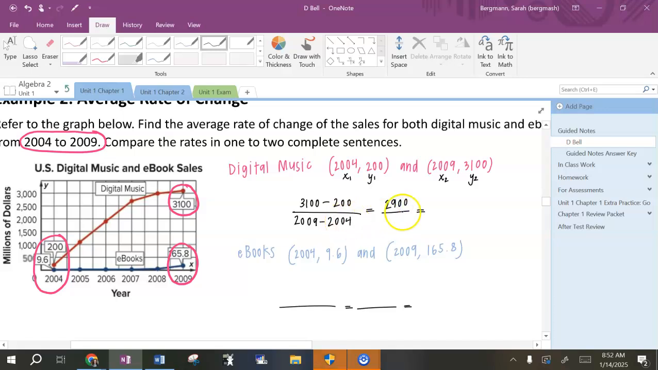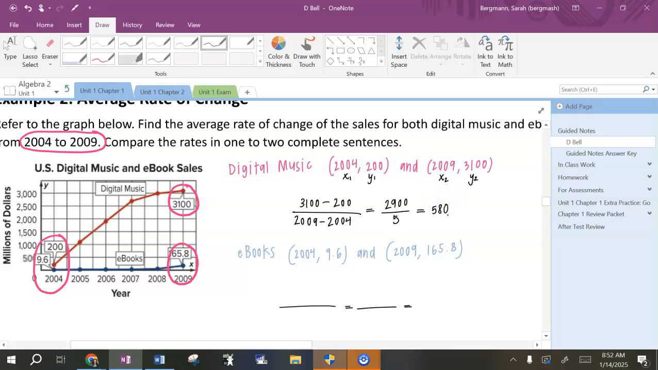So 3100 minus 200 in the numerator, 2009 minus 2004 in the denominator. Then you're going to go ahead and divide this out. I know that's going to be a 5. Let's see, 2900 divided by 5 is going to give me 580.